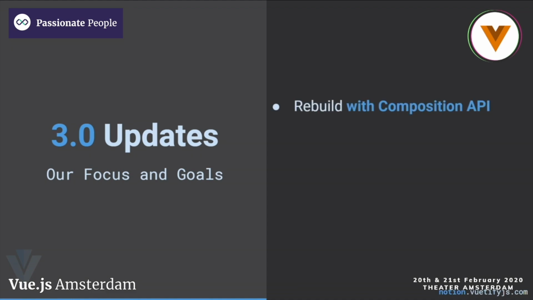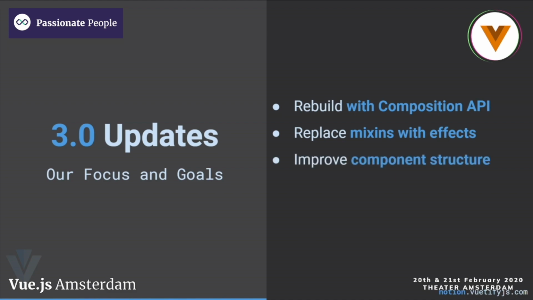First of all, we have to rebuild in the composition API. Well, we're already using render functions, so that's pretty easy. We want to replace mix-ins with effects. And if you've ever, again, used Vuetify in detail, you know how much I love mix-ins. I'm probably the reason why Evan's getting rid of them. I'm serious.